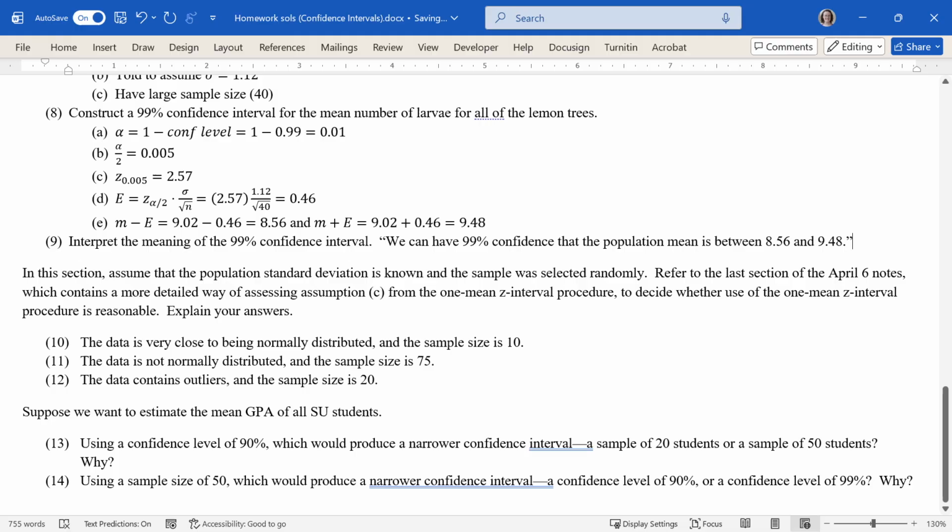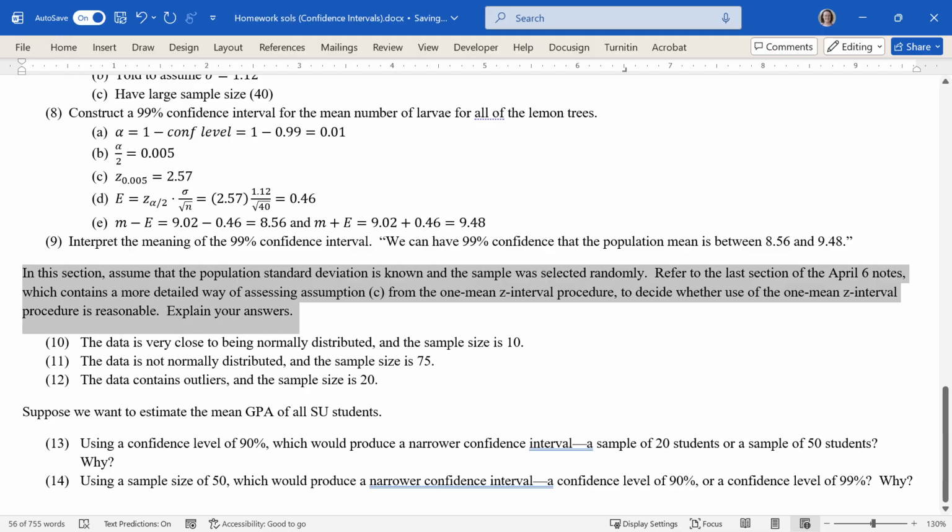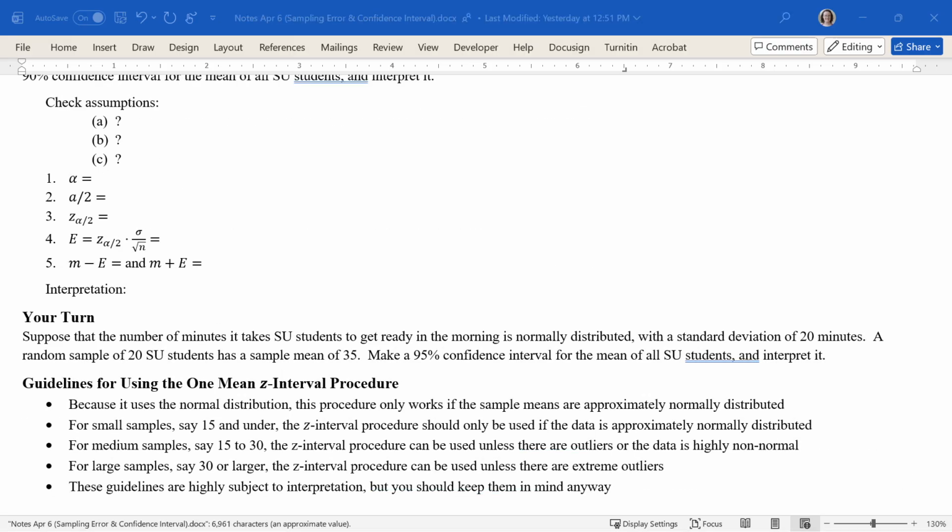All right, so the last two parts here are a little more thinky. In this section, assume that the population standard deviation is known and that the sample was selected randomly. Refer to the last section of the April 6 notes, which contains a more detailed way of assessing assumption C from the one mean z-interval procedure to decide whether use of the one mean z-interval procedure is reasonable. Explain your answers. Okay, so I'm just going to open those notes and grab that last section.